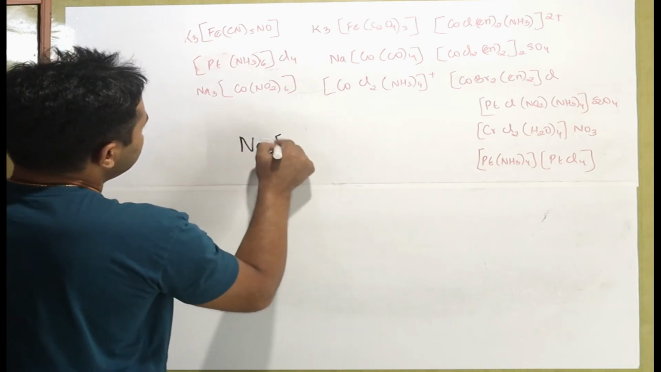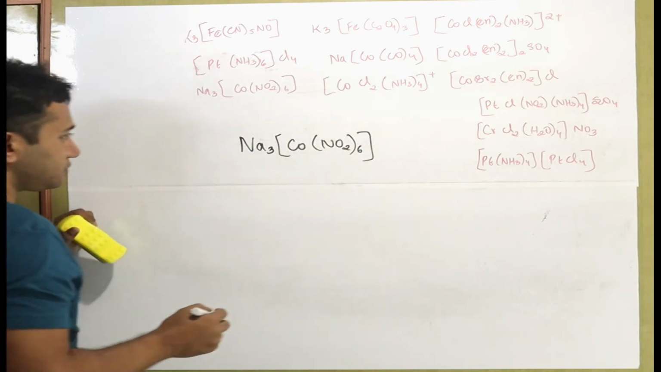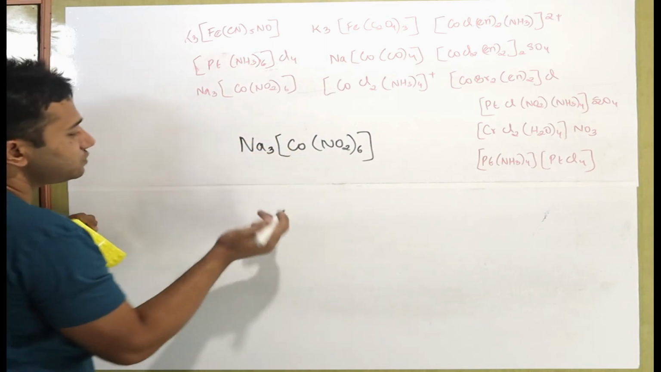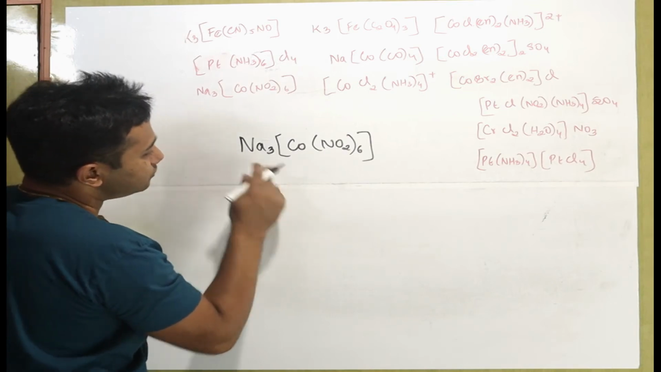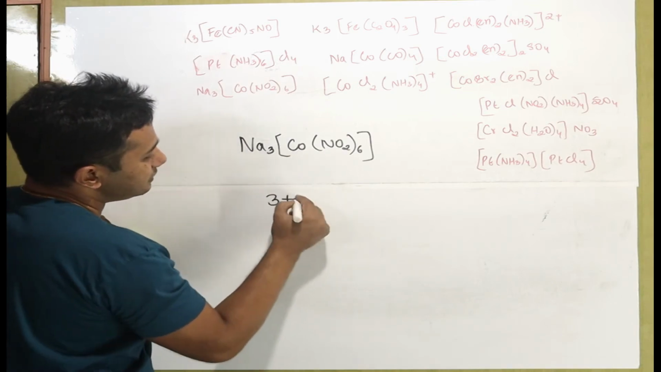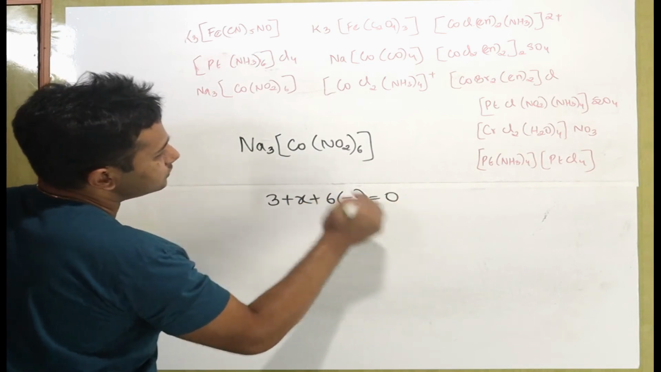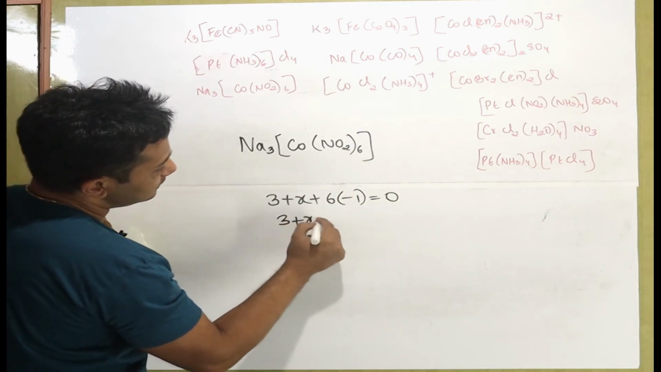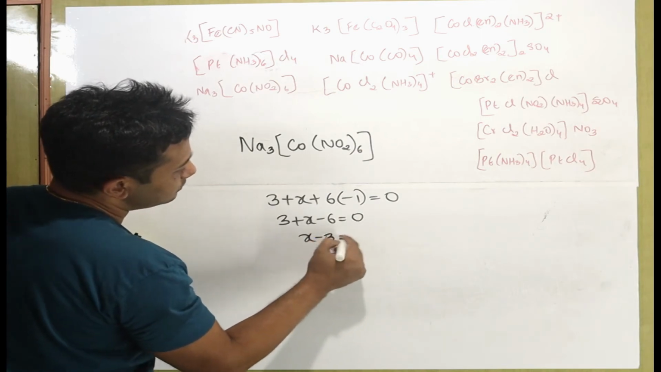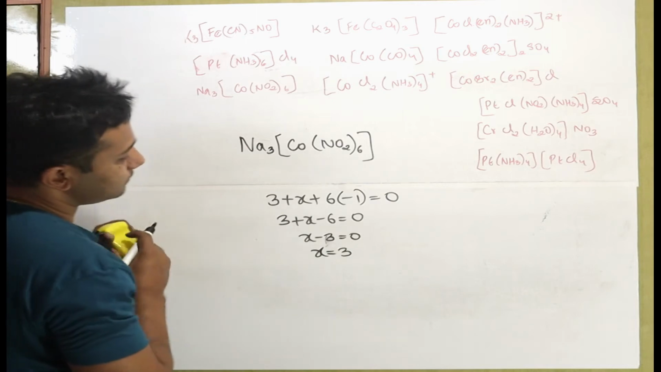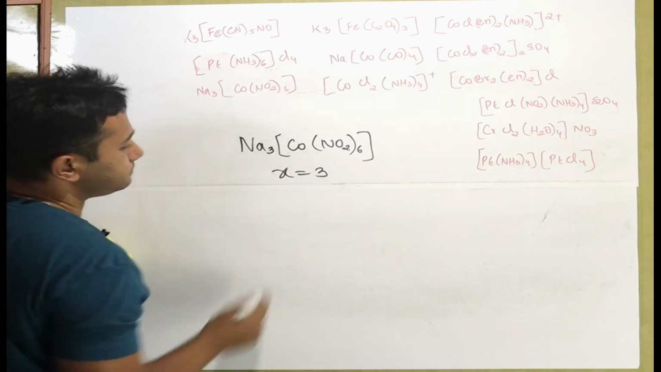Next we have Na3[Co(NO2)6]. So now first we'll find the value of X. So sodium, charge of sodium is 1, since there is 3 into plus 1 is 3, plus X, NO2 is -1, 6 into minus 1, equals 0, since there is 6 out here. 3 plus X minus 6 equals 0, X minus 3 equals 0, X is equal to 3. So we have out here X equals 3.